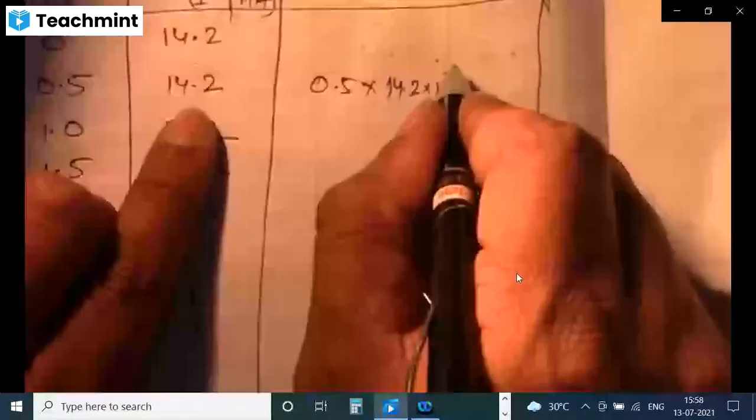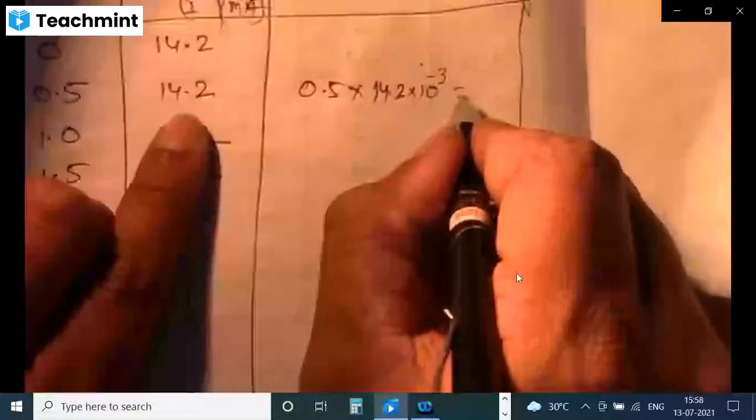When we are multiplying, we are representing it in amperes. So 1 milliampere is equal to 10 power minus 3 amperes. So this is the power value. In this way, you calculate power. Then draw the graph between voltage and current. This is called as voltage current characteristics.